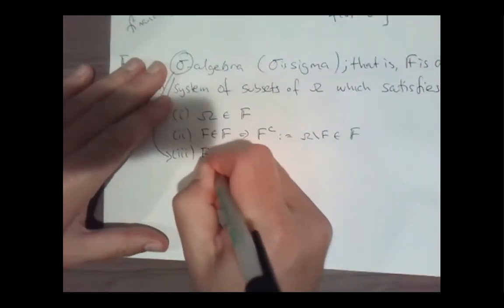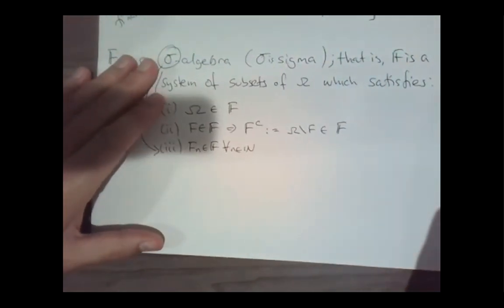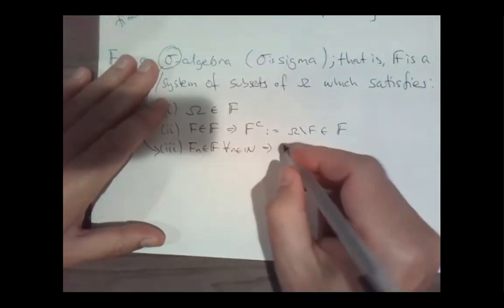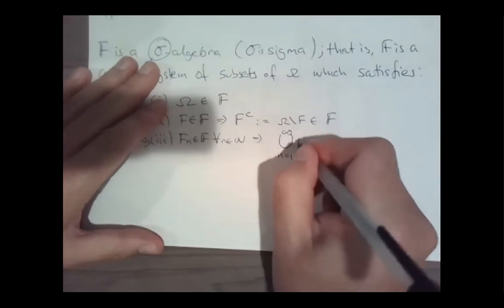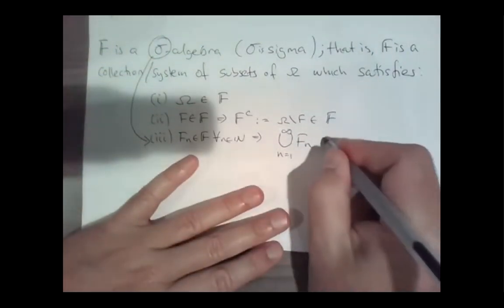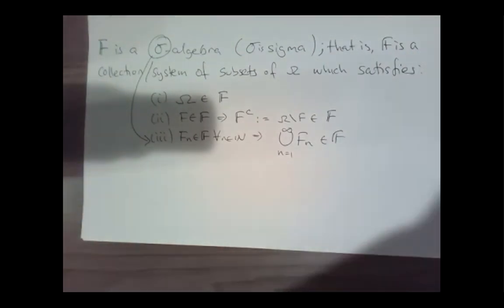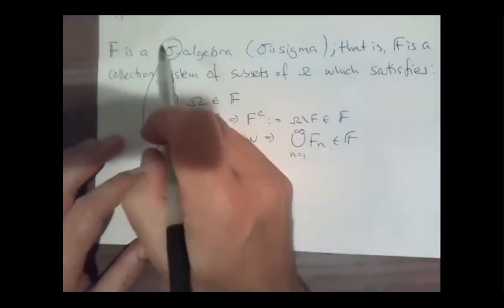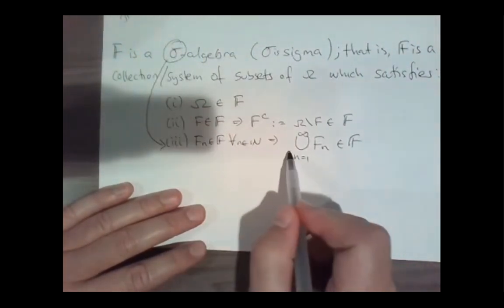If I take sets Fn belonging to F for any natural number n, then that implies that if I take the union of all these sets, I'm going to get something that lives inside F as well. These are the defining properties of a sigma algebra. The word sigma has to do with taking countable unions.